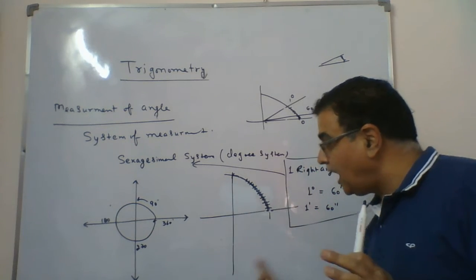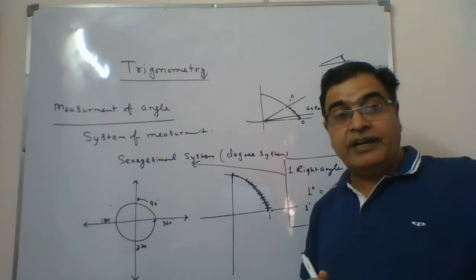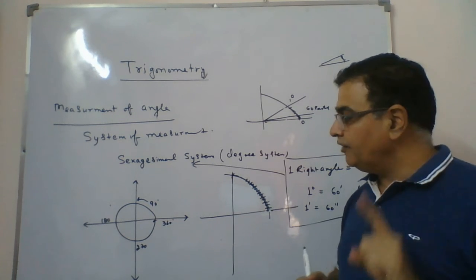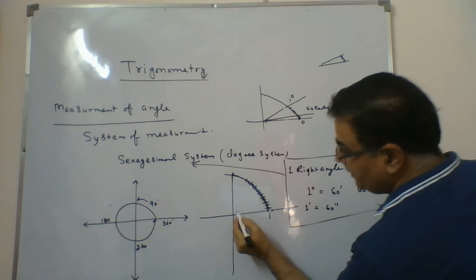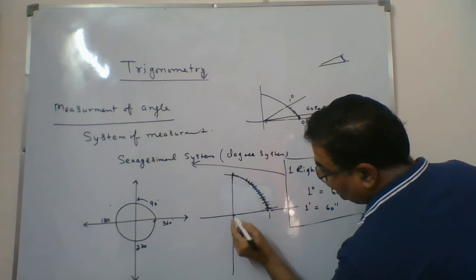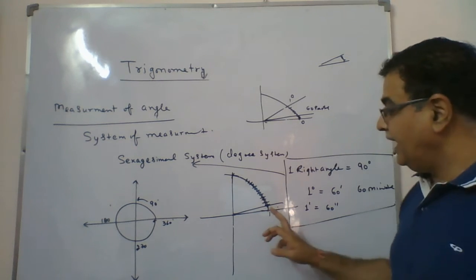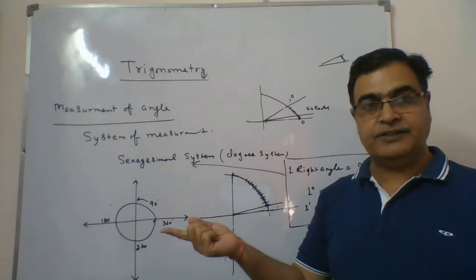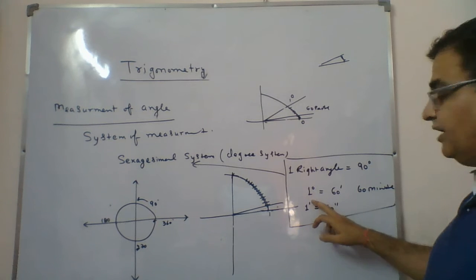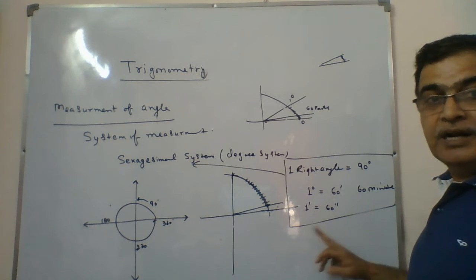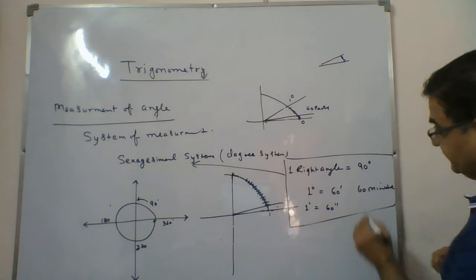So the total arc of the circle will be divided into 360 equal parts, and each one part will give 1 degree. Whatever this small part comes out to be, that is 1 degree. And this 1 degree is further divided into 60 parts. So 1 degree will be equal to 60 minutes, and then 1 minute is further divided into 60 parts, that will be 60 seconds.